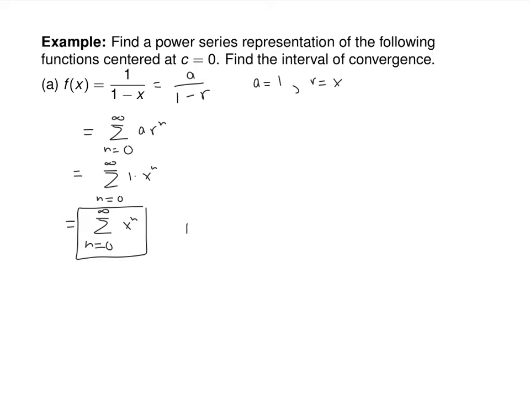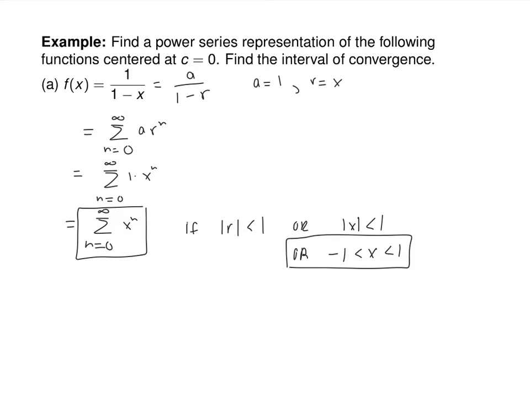And this will converge if the absolute value of r is less than 1, or the absolute value of x is less than 1, which is the same thing as saying negative 1 less than x less than 1. We don't need to test x equals negative 1 and 1 because we use the fact that it's a geometric series, and the geometric series will diverge when x is negative 1 and 1. So what this tells us is that the function 1 over 1 minus x is equal to 1 plus x plus x squared plus x cubed, etc., so long as the absolute value of x is less than 1.